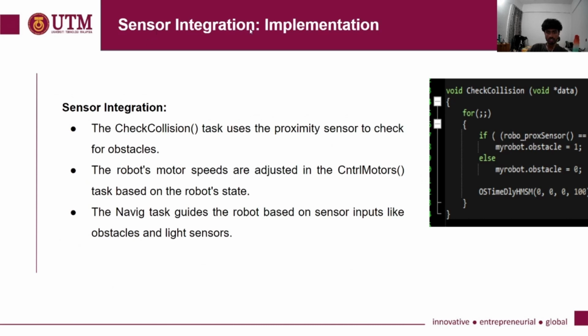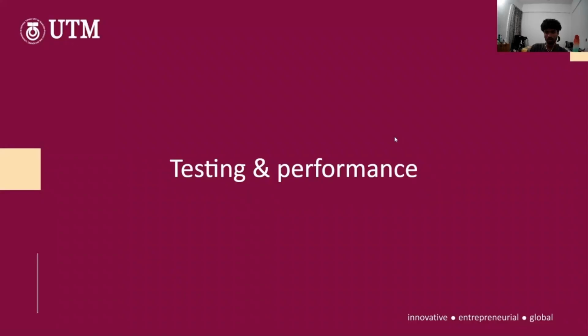Next we have the sensor integration. In this concurrent design, the check collision task function checks the proximity sensor data for obstacles. The robot speed is adjusted in the control motors according to the condition assigned, based on the robot state. The navigation function guides the robot based on the sensor input, like the obstacle and the light sensor. That's all for the implementation. I'll pass on to Husni for testing and performance.